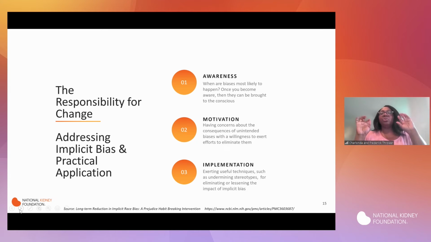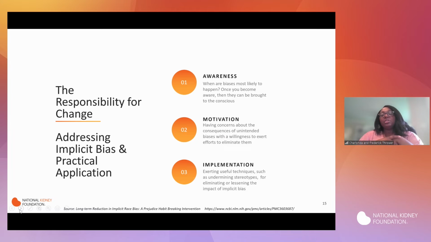Is it the way they look, the way they talk, the way they act, whatever? And then the motivation, right? What's my motivation behind having those concerns about the consequences of unintended biases? Because it does have consequences. Remember, especially in healthcare, we have to strive, right? We got to do better because we have so many lives in the palm of our hands, and we make decisions day in and day out that can actually affect someone's life for the rest of their lives.